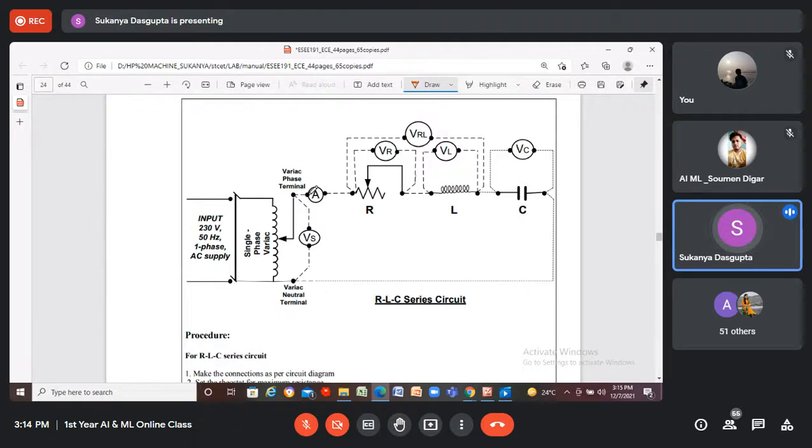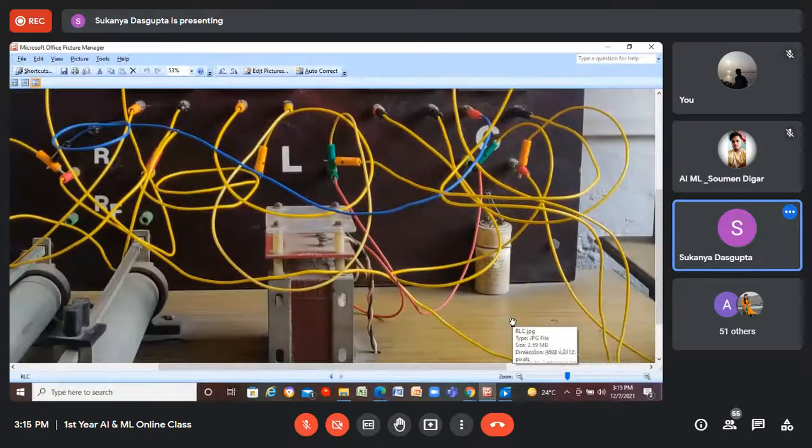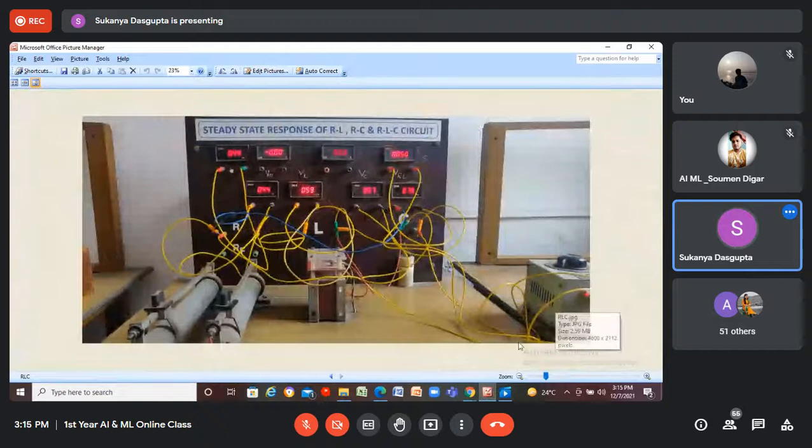You will connect this ammeter in series with the circuit, in series with the RLC circuit. We cannot join an ammeter in parallel with the circuit. Always we need to connect the ammeter in series with the circuit. We need to connect the voltmeter in parallel with the circuit. See here, across the variac, the voltmeter is connected. Across the variac. Let me show you.